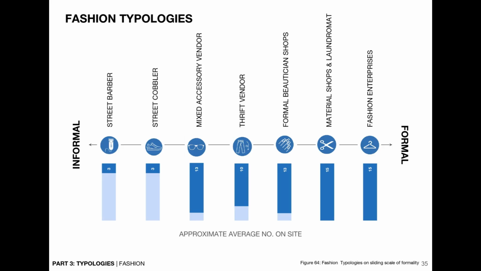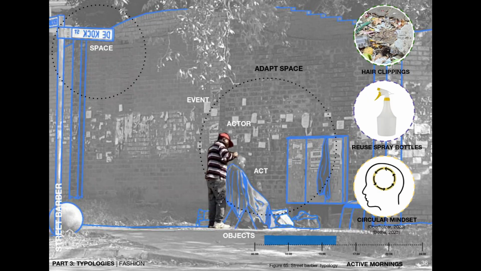These 7 typologies focus on the fashion industry, the most fluid and informal being the street barber, with the most determinate and formal being the fashion enterprises. Typically found on street edges, away from traffic, closer to more foot traffic, we find the informal barbers. Adding to the community's sense of self, they cut and braid hair, mostly over the weekends.